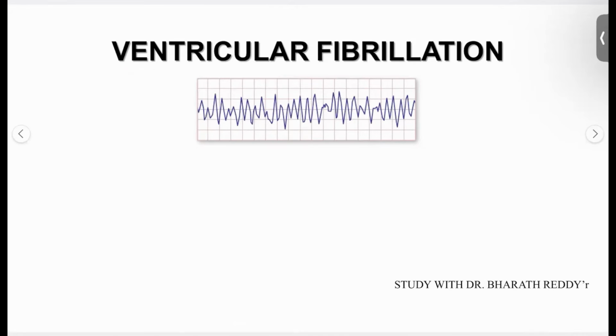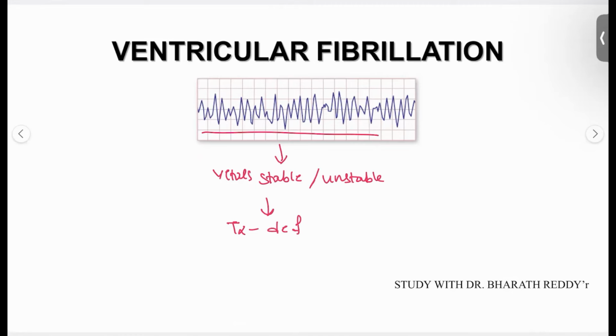Next, moving on to ventricular fibrillation, there is a complete dissociation between all the waves. All the intervals and segments are disarranged. So there is a high chance that this patient can land in death, regardless of whether the patient's vitals are stable or unstable. It doesn't matter. We have to do defibrillation for this patient. This is the only treatment presented, that is the defibrillation, and you have to do it regardless of the patient presentation.